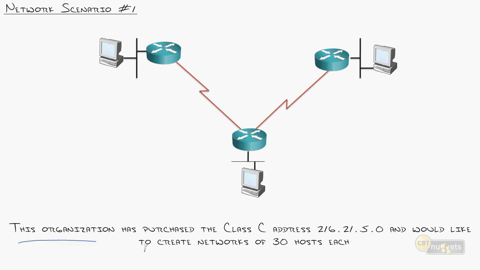Notice, this organization has purchased the Class C address 216.21.50. So immediately I think /24. That's the Class C subnet mask. And would like to create networks of 30 hosts each. Ding, ding, ding, ding. That's the unique twist.